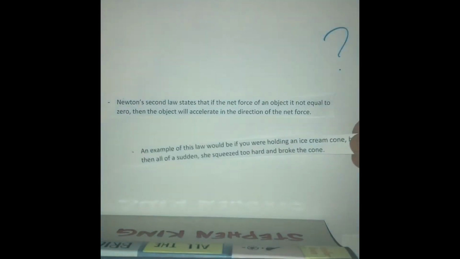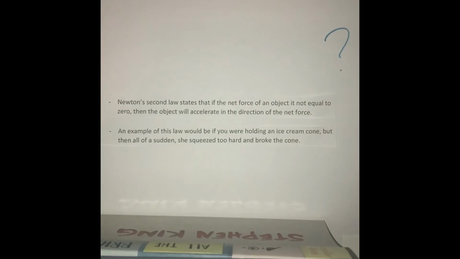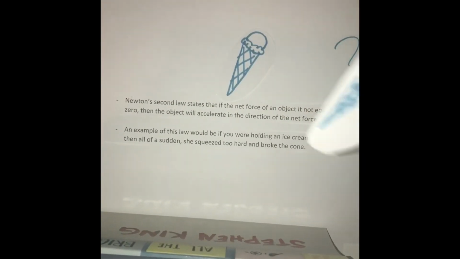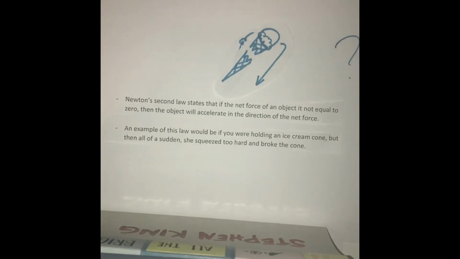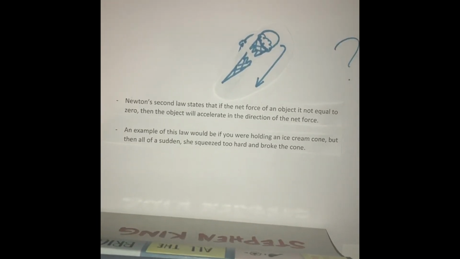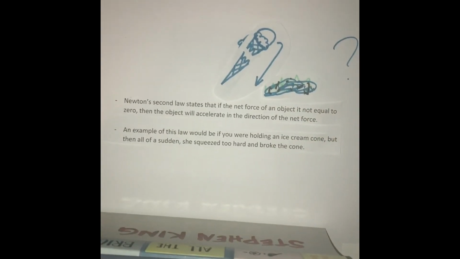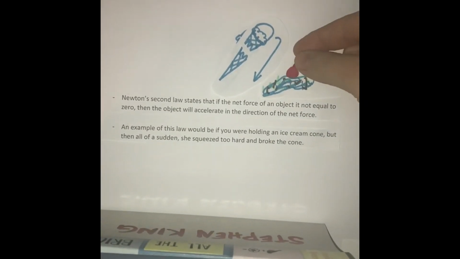Newton's second law states that if the net force of an object is not equal to zero, then the object will accelerate in the direction of the net force. An example of this law would be if you were holding an ice cream cone, but then all of a sudden you squeezed too hard and broke the cone. The cone was acting as the normal force that balanced out with the force of gravity, so the ice cream scoop did not fall out. But if that normal force is no longer there, the net force on the ice cream scoop is now unbalanced by the force of gravity, forcing your ice cream to get covered in grass and dirt.